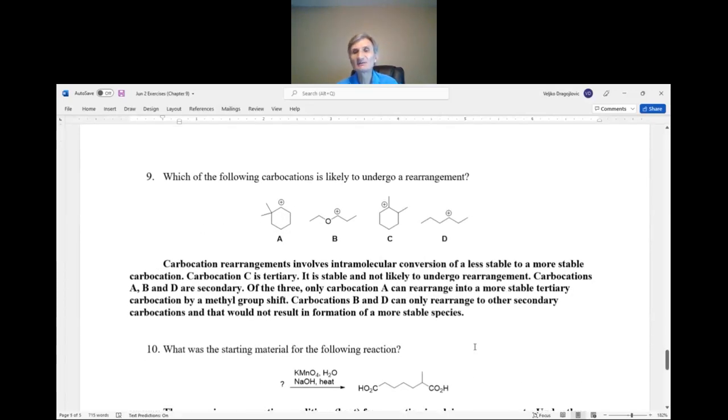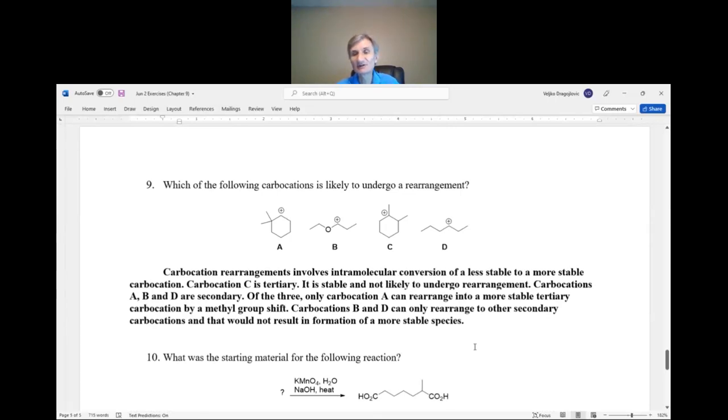Question number 9. Which of the following carbocations is likely to undergo rearrangement? So rearrangement of carbocations is an intramolecular reaction and involves conversion, or rearrangement, of a less stable carbocation into a more stable one. As you know, the order of stabilities of carbocations is primary, secondary, tertiary. Primary are rather unstable, so they're unlikely to be reaction intermediates. So the most common case that you will encounter is rearrangement of a less stable secondary carbocation into a tertiary. Tertiary are unlikely to rearrange because they're already stable.